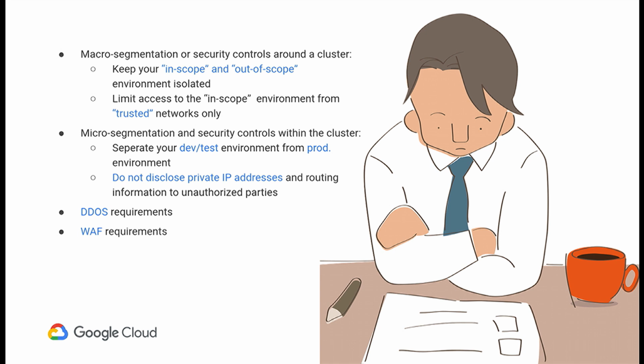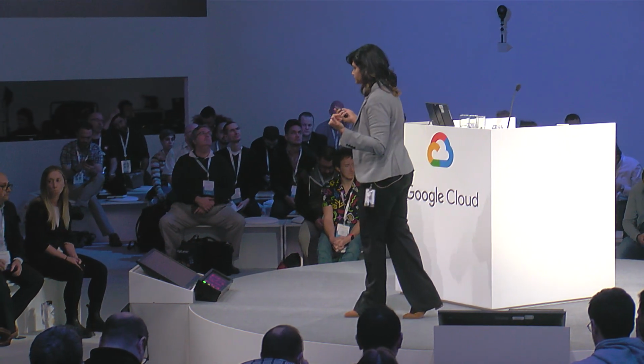Segmentation from a container perspective is mainly segmentation around or outside a container, and segmentation within a container. And then there are other networking requirements such as DDoS and WAF protections.